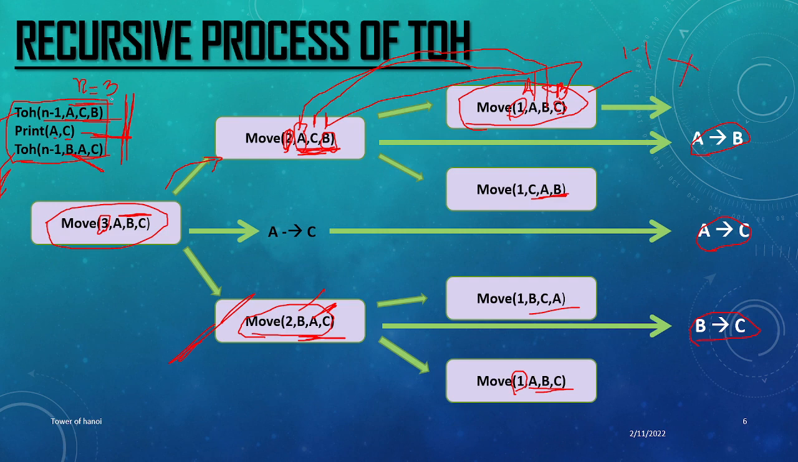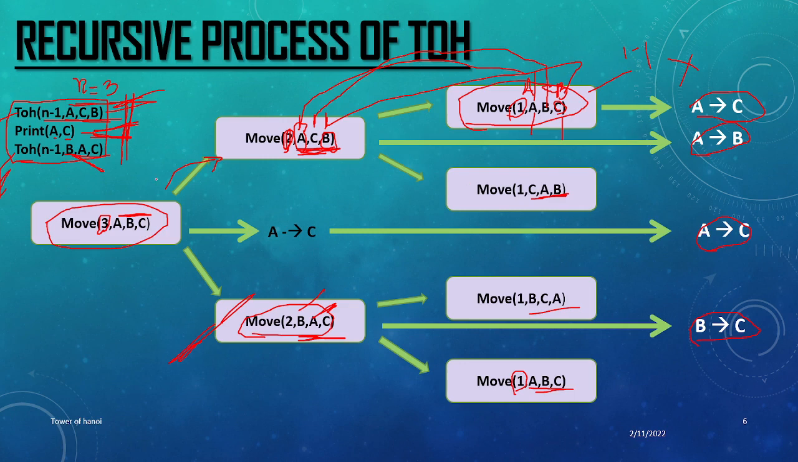And so for the first line no action will be performed. For the second line, A comma C will be printed. So here A is A and C is C. So A comma C, A to C will be performed. So this is our first, second and third. This is our fourth move.